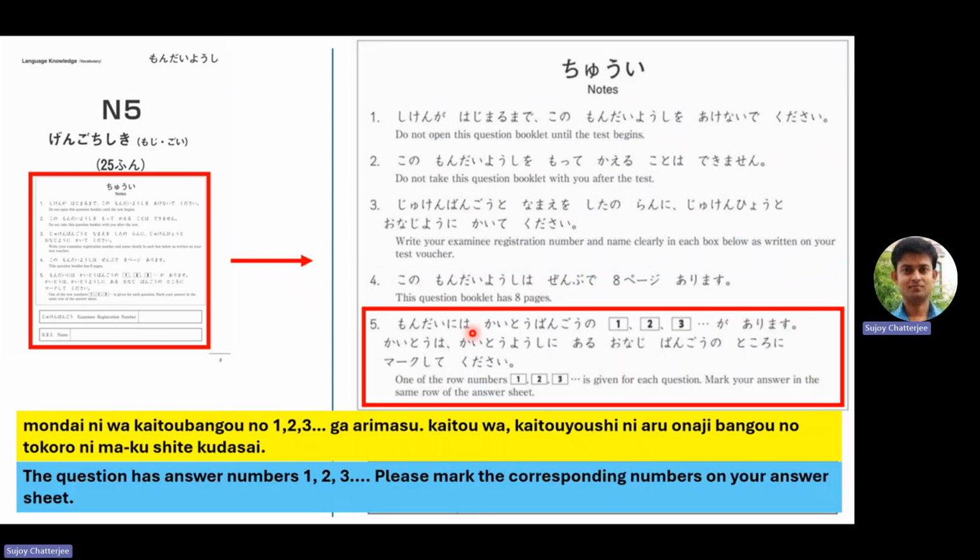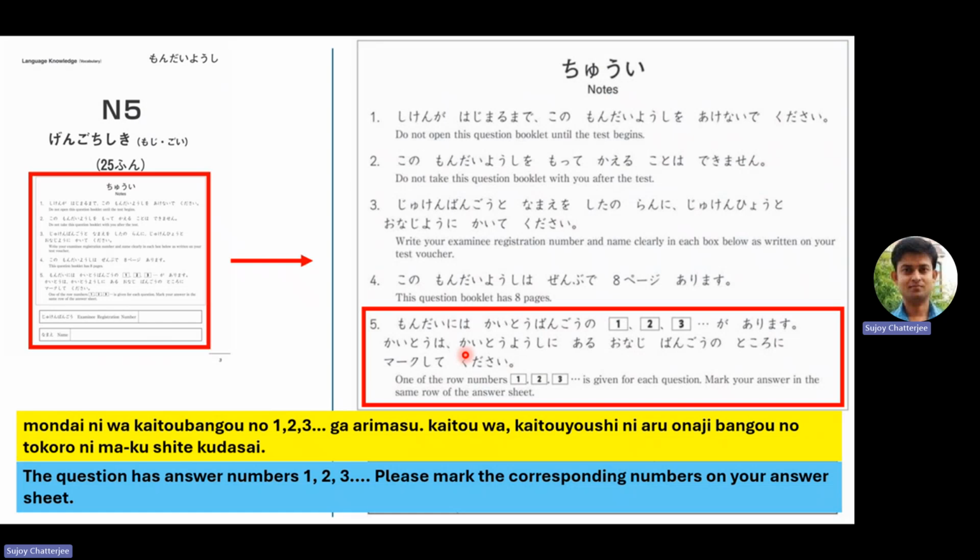And the last instruction of this first section is, it's a long one, but if you try to understand it part by part, it's very easy. Mondai ni wa kaito bango no 1, 2, 3 ga arimasu. So let's first look at the first sentence only. Mondai ni wa kaito bango no 1, 2, 3 ga arimasu, which means the question has answer numbers 1, 2, 3 and so on. Mondai ni wa kaito bango. Kaito means answer.